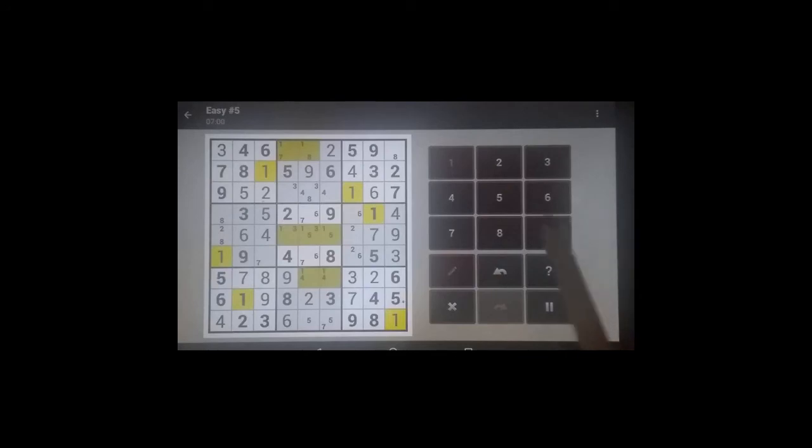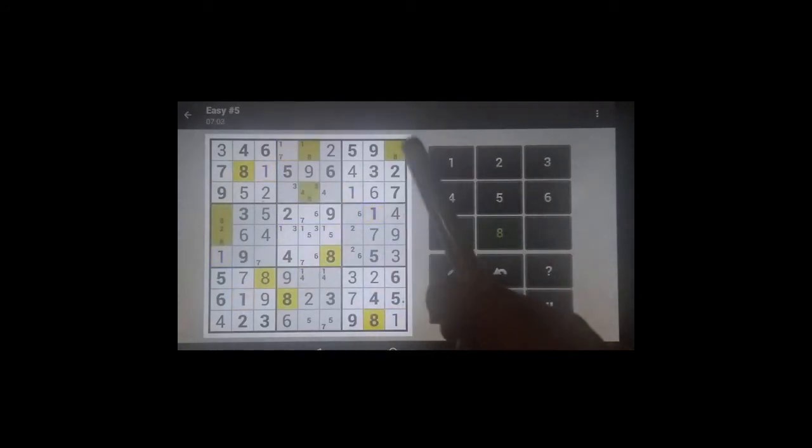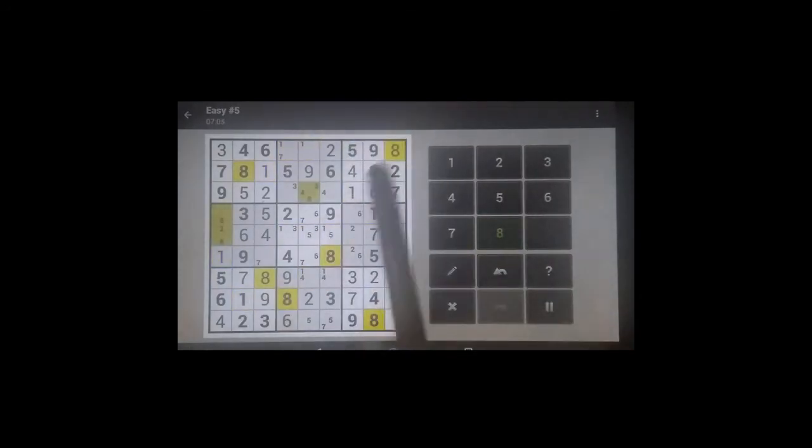So now I go back, I already cleared my 9s, I'm going to look at my 8s. This 8 has only one spot. That made this one have only that one spot. There's two possibilities still right there, and we have the matching notes.